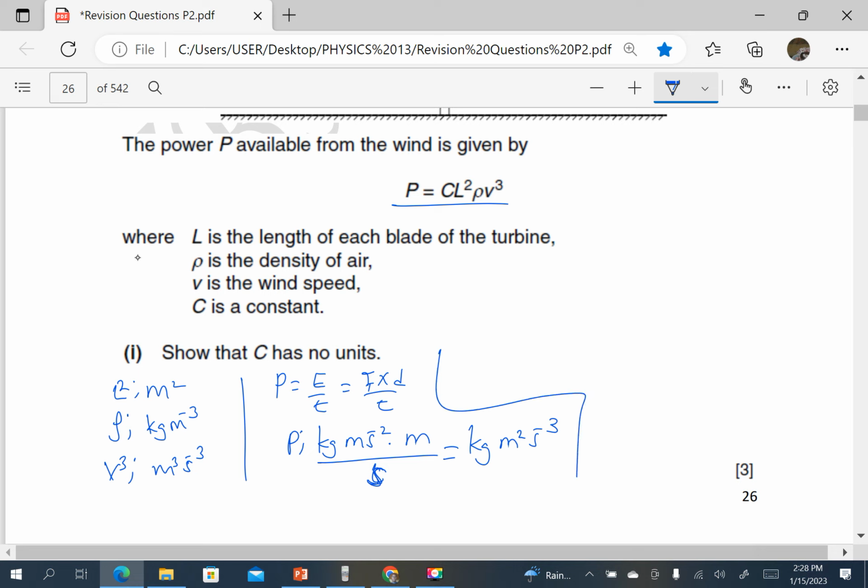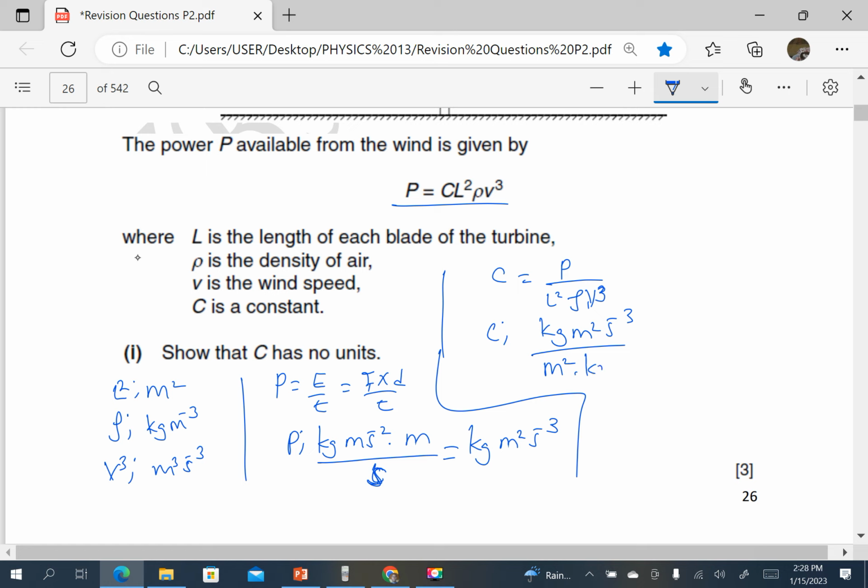So let's now substitute. We make C the subject. C is going to be power divided by L squared rho V cubed. So the units of C will be power, kilogram meter squared s power negative 3, divided by L squared, which is meters squared.